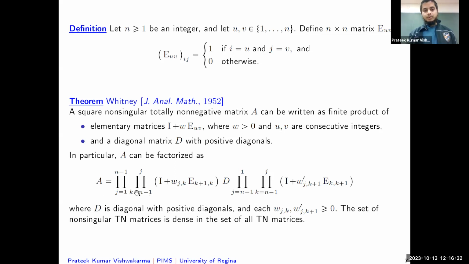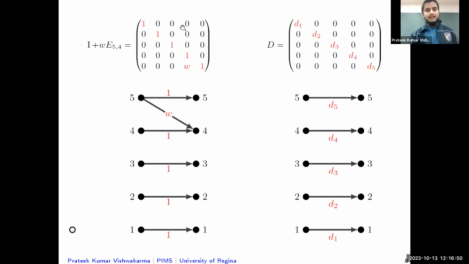For instance, suppose n is equal to 5, and we want to draw the planar network for 5 by 5 totally non-negative matrices. Then if we look at the factor on the extreme left of this factorization, it is identity plus W times E54. So it will be something like this, right? Which is a diagonal matrix, except that there is one entry, the 4th entry, which will be W. Now what is the corresponding planar network?